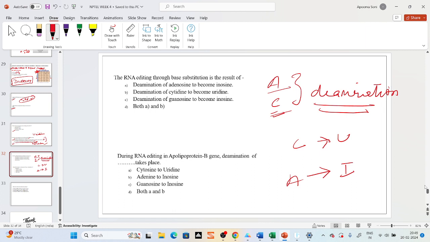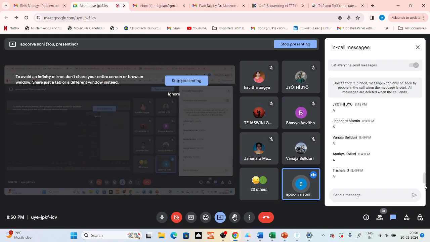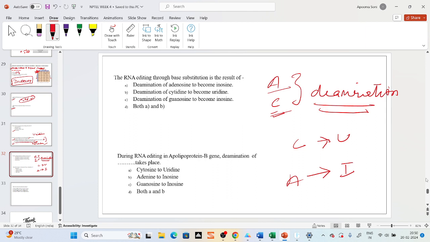Okay, I'm going to switch. Last few seconds to think. Okay, fine. Let's see. So Trishala, Anuya, Vanaja, Jahanara, Jyoti, they all have answered A, and it's very good that you know. So A is the correct answer. This means that you have studied the lectures. It's good. I'm very happy. So during RNA editing in apolipoprotein B, deamination of cytosine takes place and it is converted into uridine.